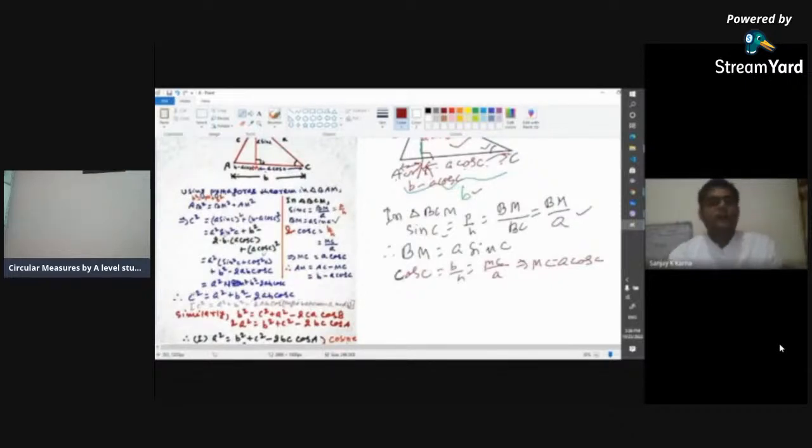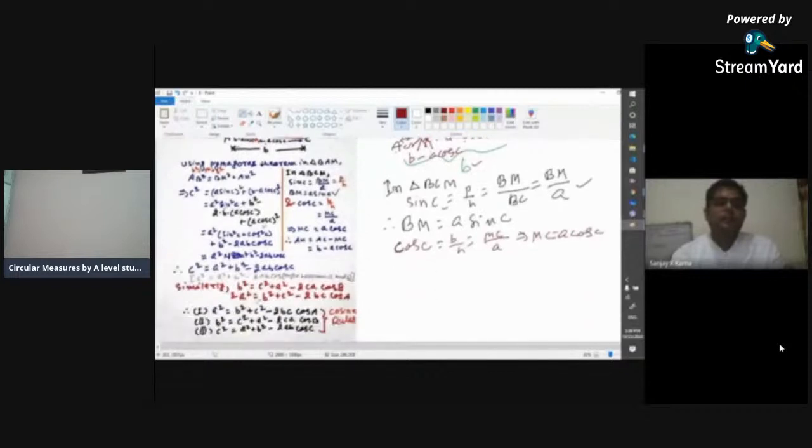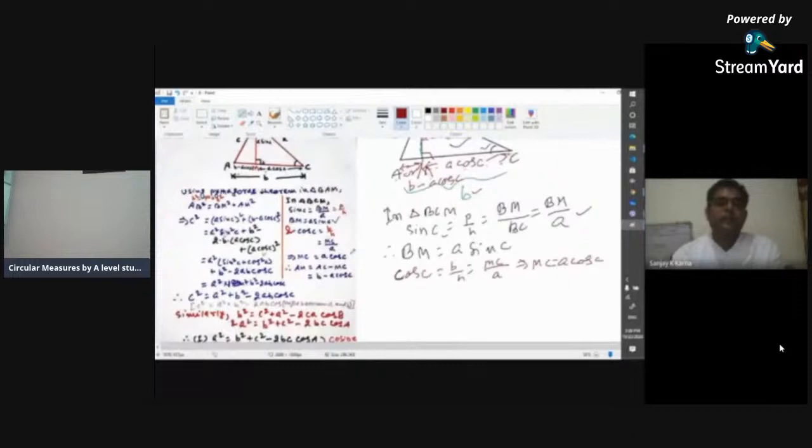So note that the small letters a, b, c represent the sides of the triangle, right? And you can see that this is cos C. So this cos C is the capital letter C that represents the angle C. So this is one of the cos rules, the cosine rule that we have seen here.